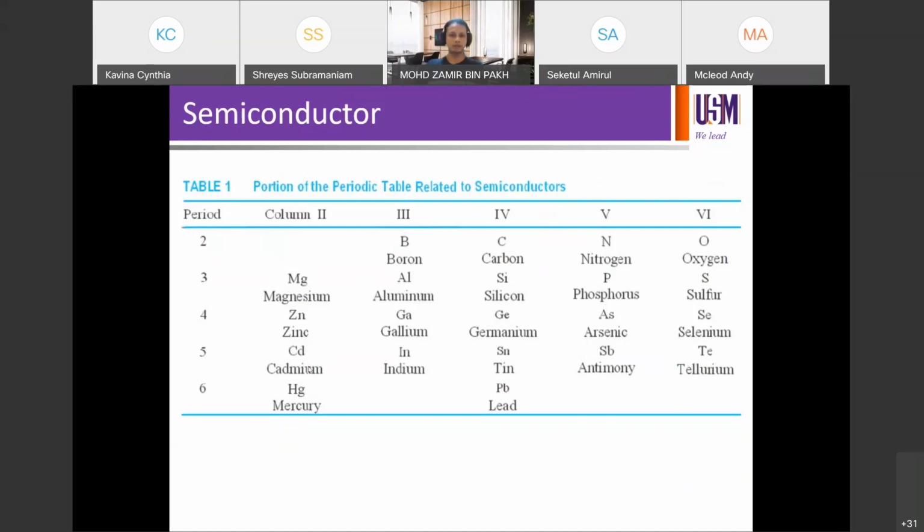So what else? Zinc and oxygen form zinc oxide, and what else? Gallium and arsenic form gallium arsenide. Indium, nitrogen, indium nitride. In fact, you can also combine silicon and germanium to form SiGe. So there are a range of different combinations that you can do in order to produce the properties that you want. So it's not limited.